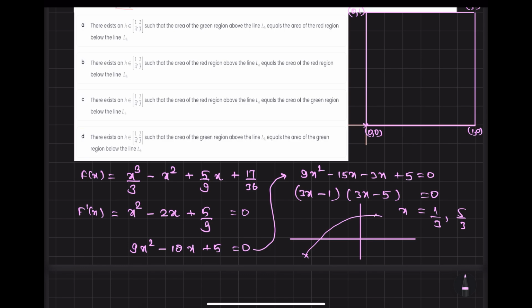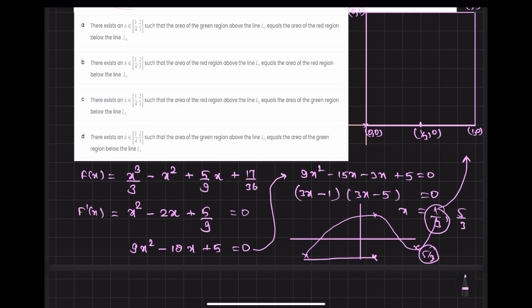So look at this. The first critical point is at 1 by 3. The second critical point is at 5 by 3. So we don't need 5 by 3. We need only 1 by 3 because it is ranging in this interval. And you know that from minus infinity to 1 by 3 it is increasing, then it is decreasing. So from 1 by 3 to 1 it will decrease. Suppose this is 1 by 3 comma 0, and we have to focus on the x coordinate only.